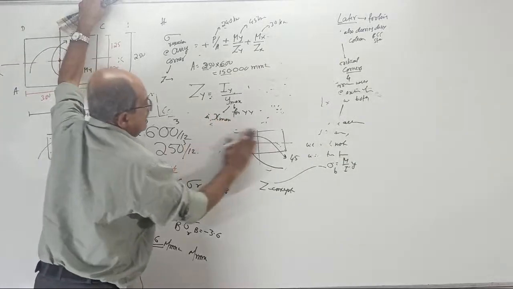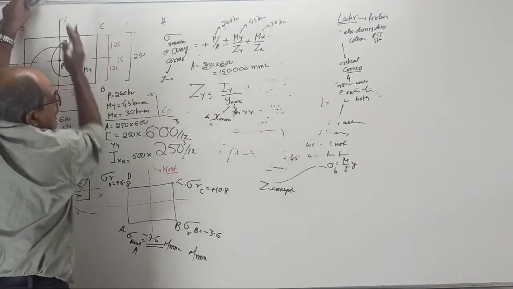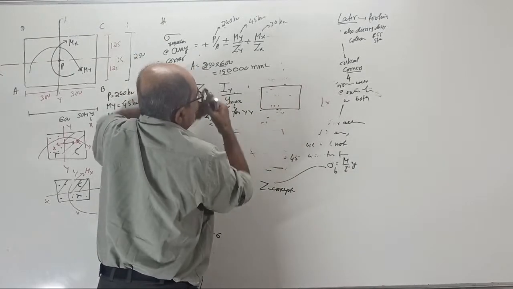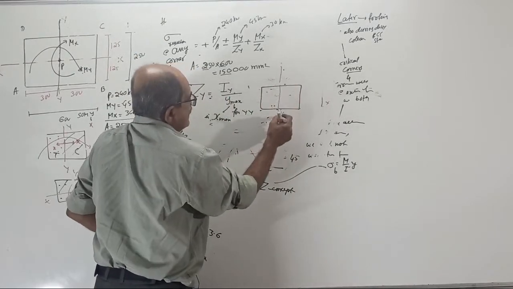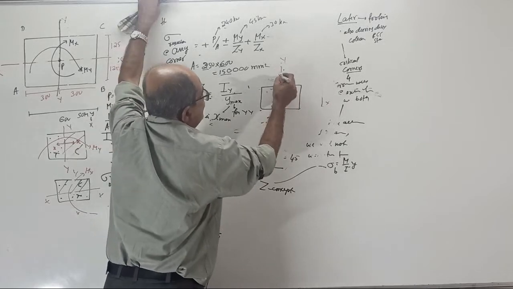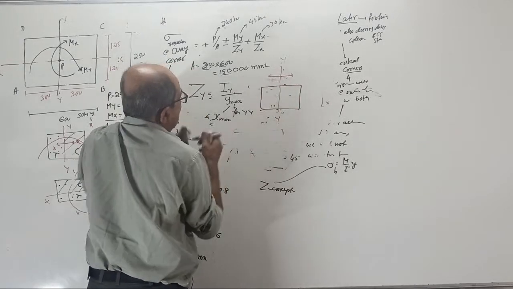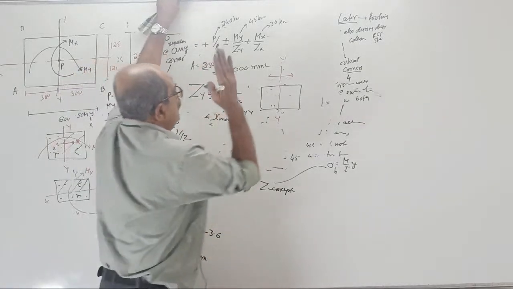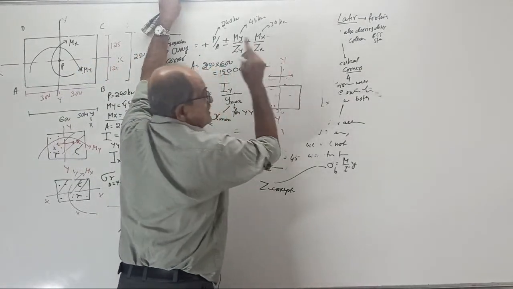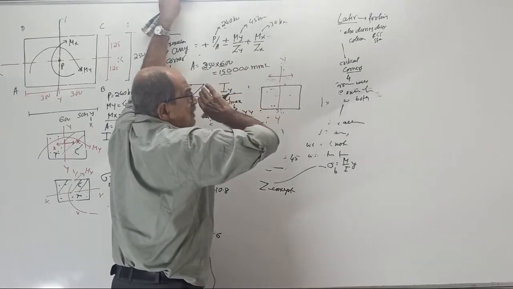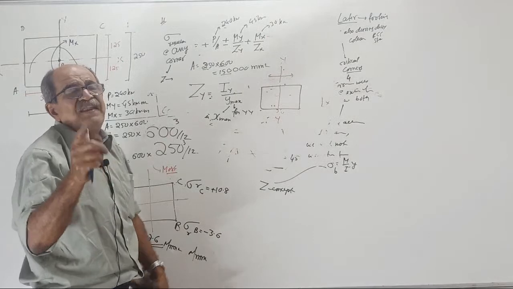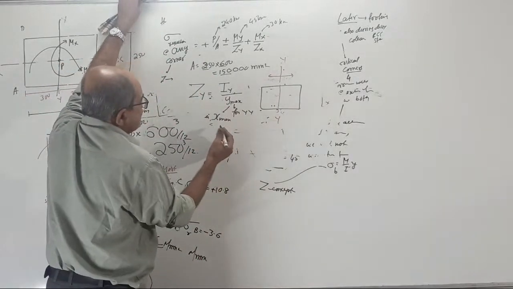Clear or not? If this is the y axis, these are the distances you have to measure. So in the equation M by I equals sigma by y, when you take the y axis, the distance of the outer fiber from y will be our coordinate x. This y max is x max.